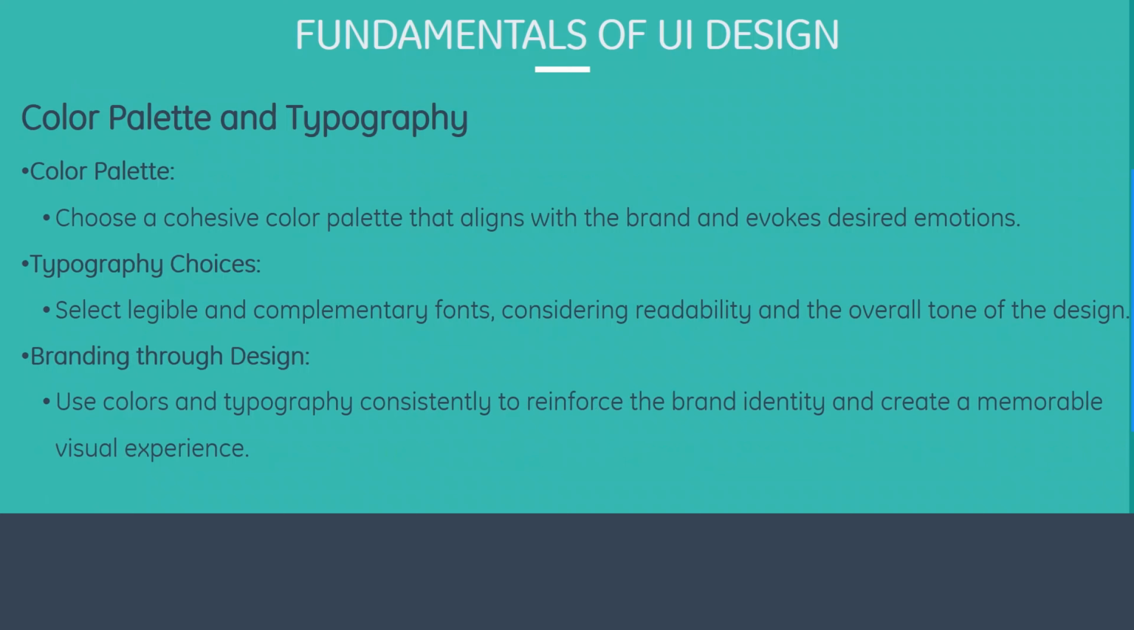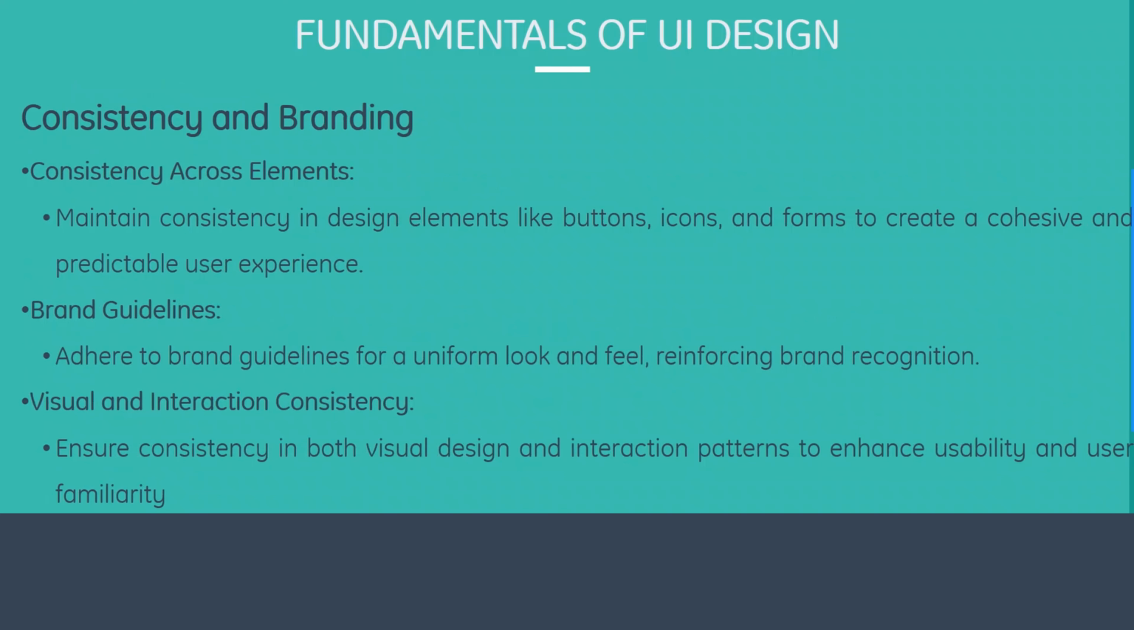Then we have color palette and typography. Firstly, going through color palette, choose a cohesive color palette that aligns with the brand and evokes desired emotions. Then we have typography choices: select legible and complementary fonts considering readability and the overall tone of the design. Then we have branding through design. Use colors and typography consistently to reinforce the brand identity and create a memorable visual experience.